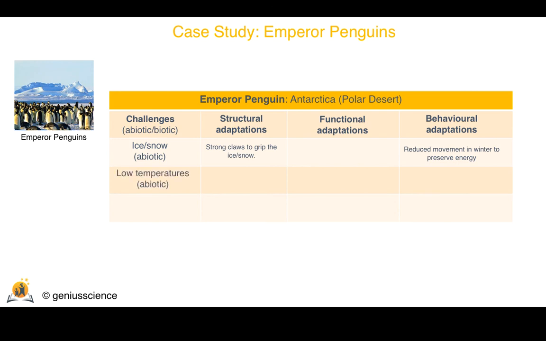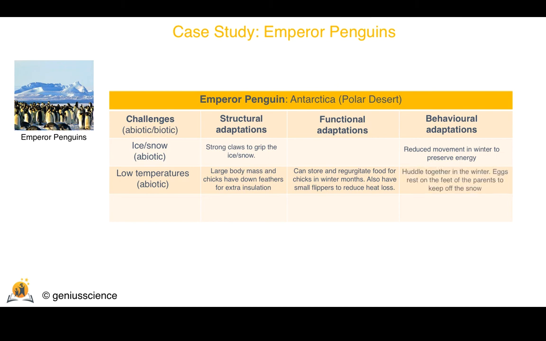Structural adaptations to deal with this challenge are a large body mass, and chicks have down feathers for extra insulation. A functional adaptation is that they can store and regurgitate food for chicks in winter months. They also have small flippers to reduce heat loss. And lastly, a behavioural adaptation in response to the low temperatures is where the penguins huddle together in the winter.